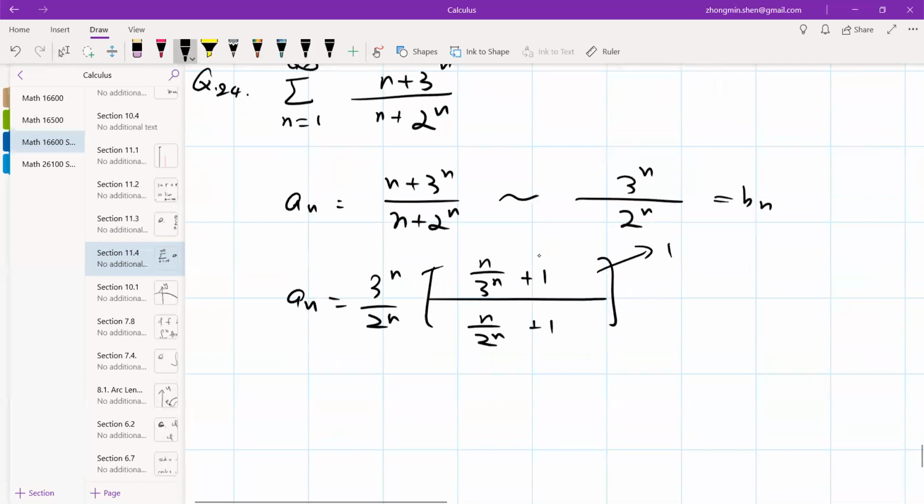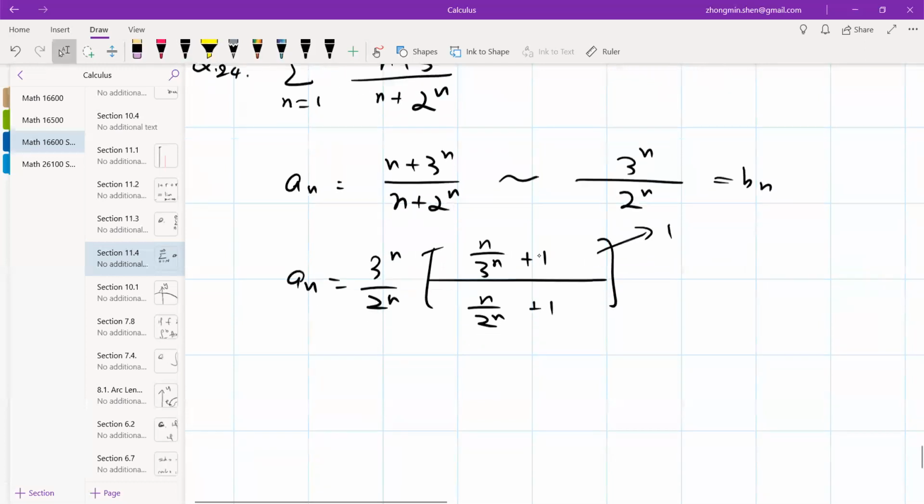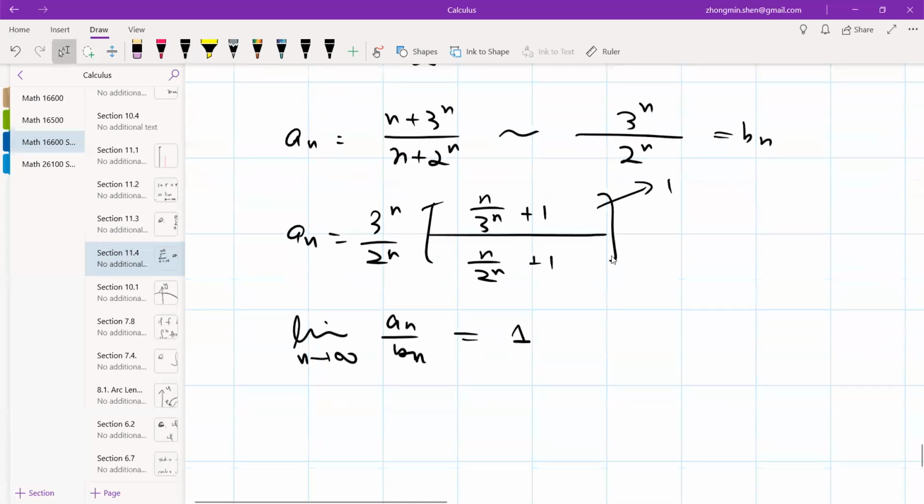So that's why bn is okay. But bn clearly, then you take a look at the limit n over bn. Clearly, it's going to be 1. Right? You don't need to check. It's obvious. Okay. So that means the convergence of sigma n and the convergence of sigma bn are equivalent.